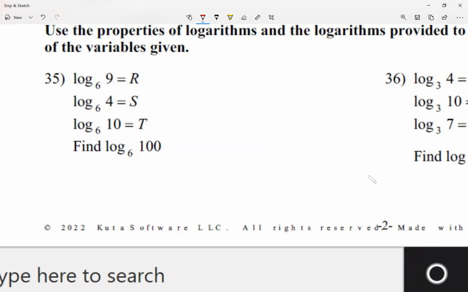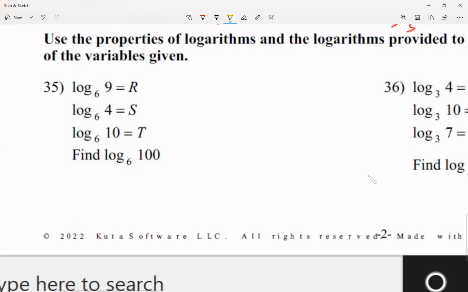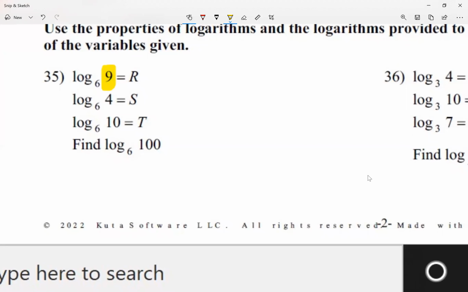Okay, so here, using the numbers, all of these are going to be log base 6, if you notice. Using my numbers 9, 4, and 10, I wish I could come up with multiplication or division. Using these numbers, I wish I could come out with 100. That's the one that I want to begin with.